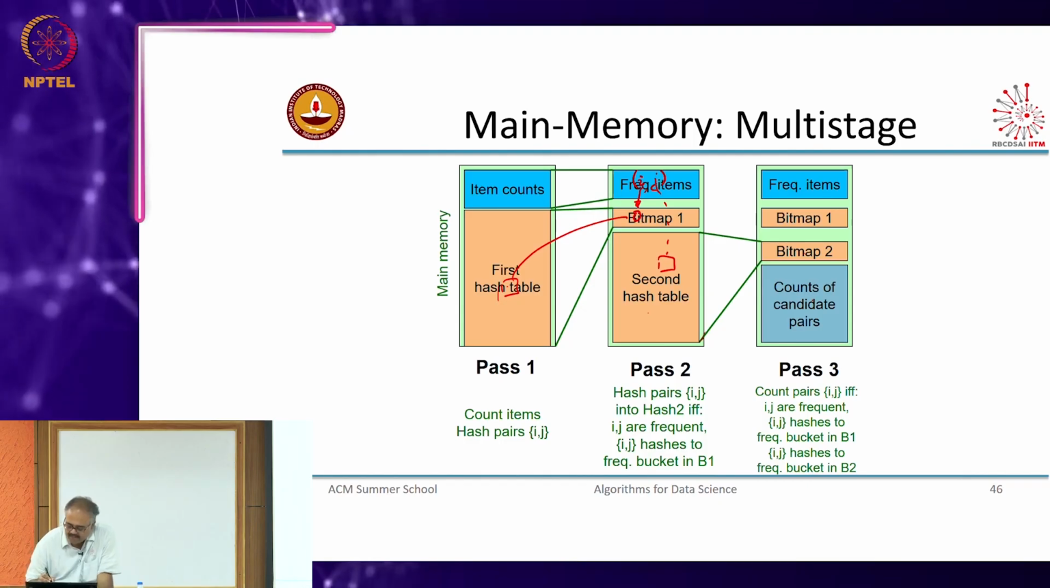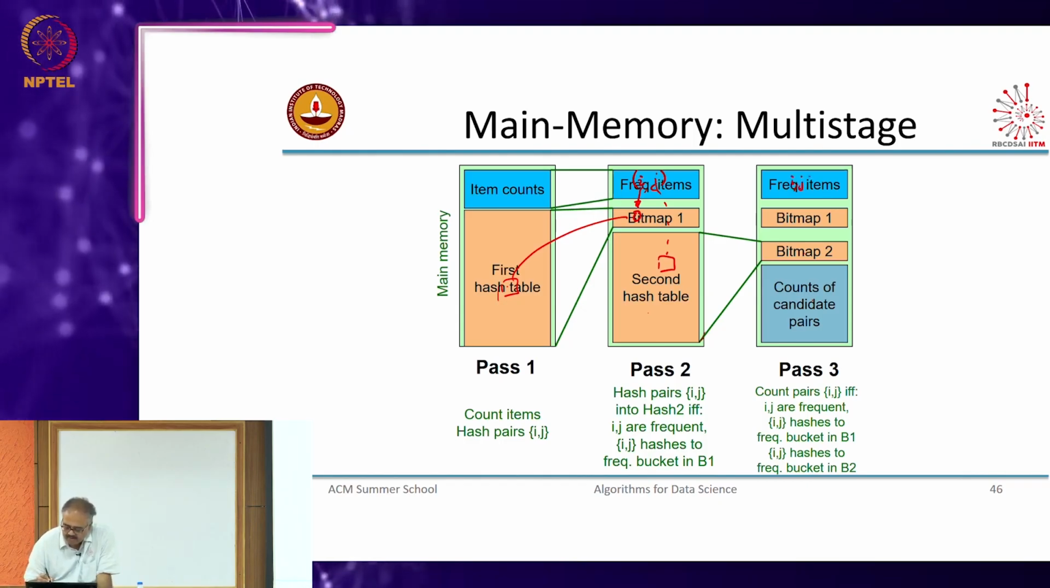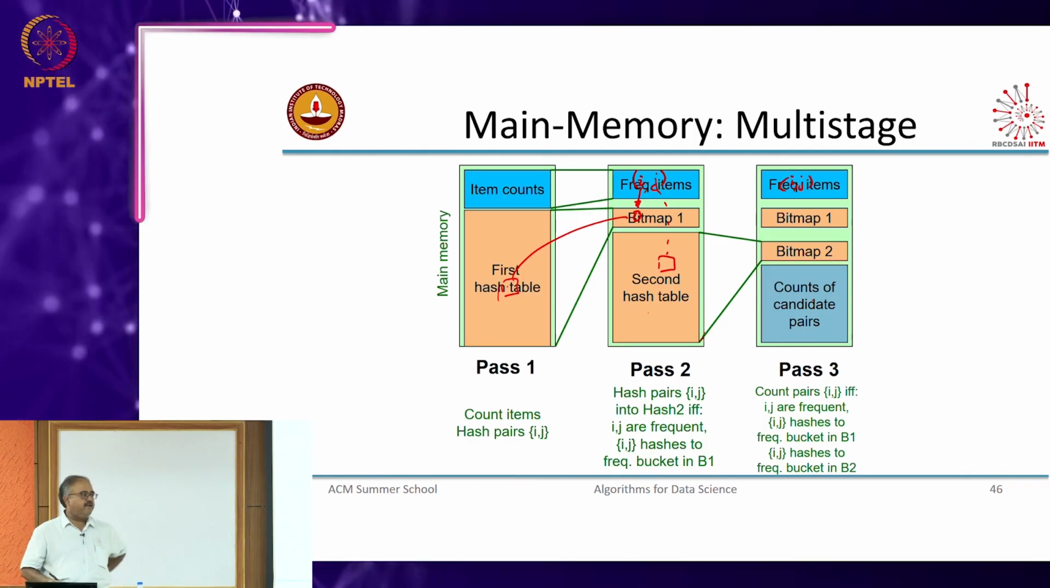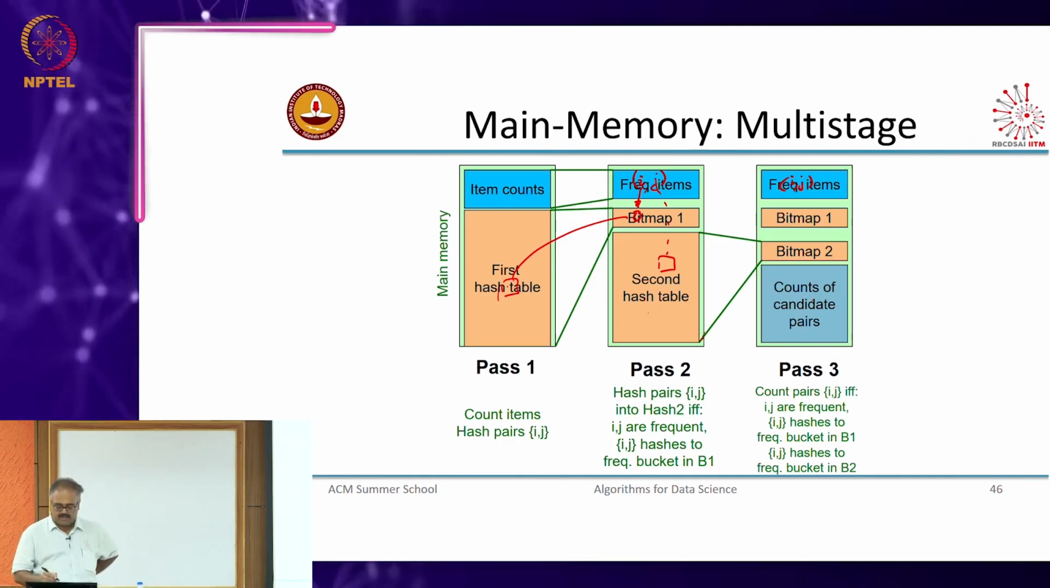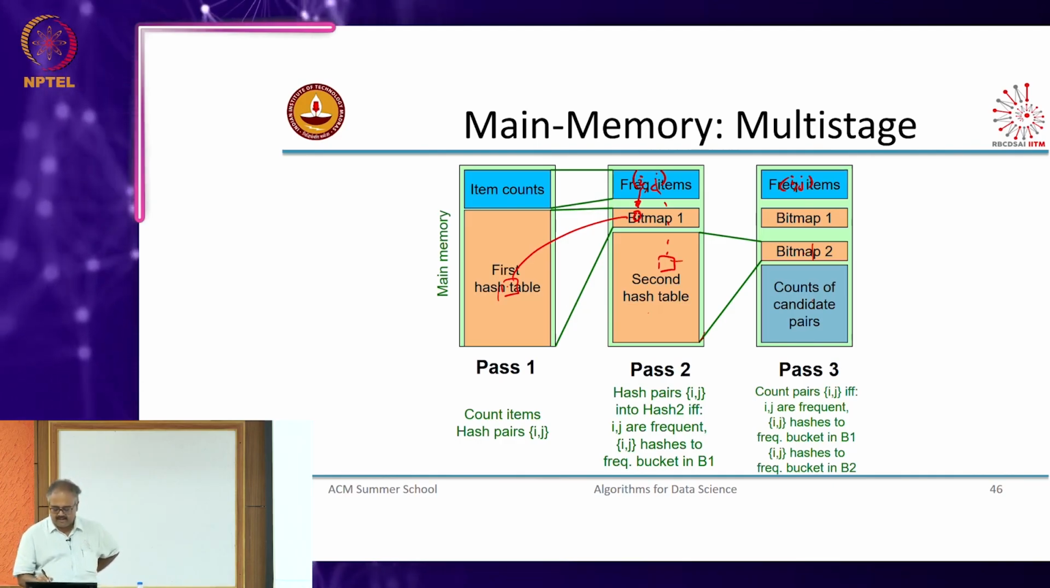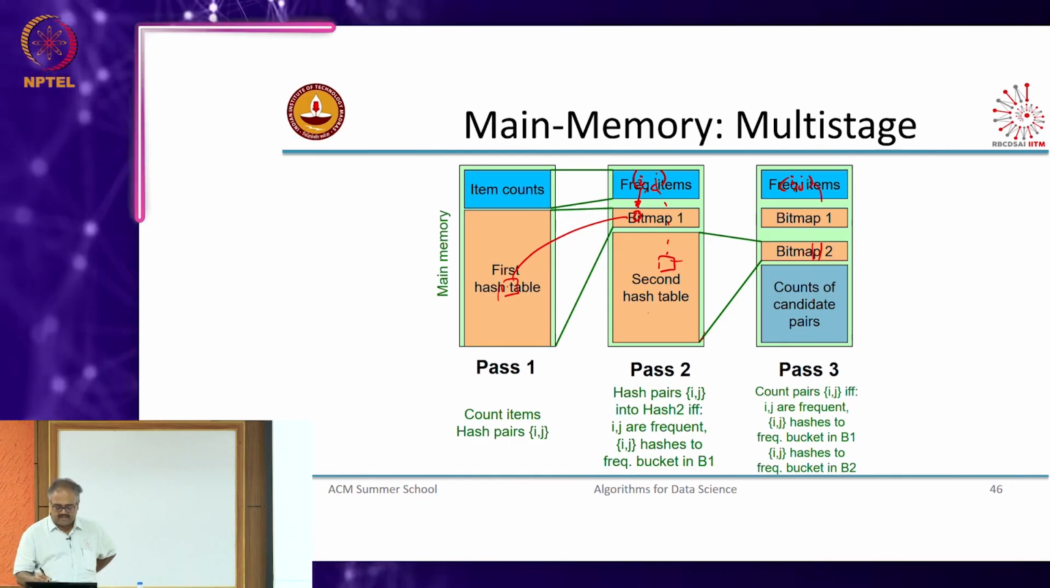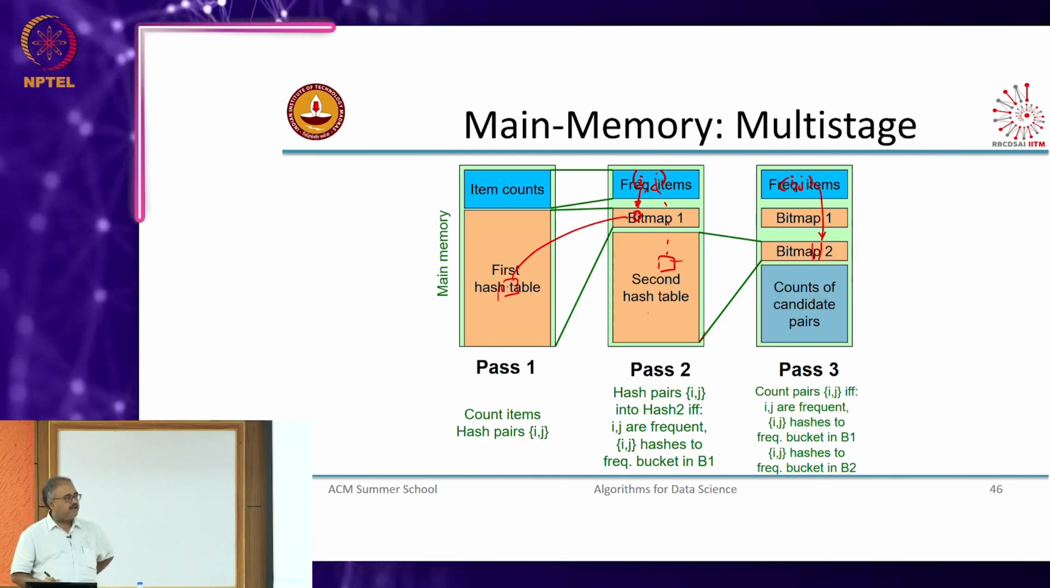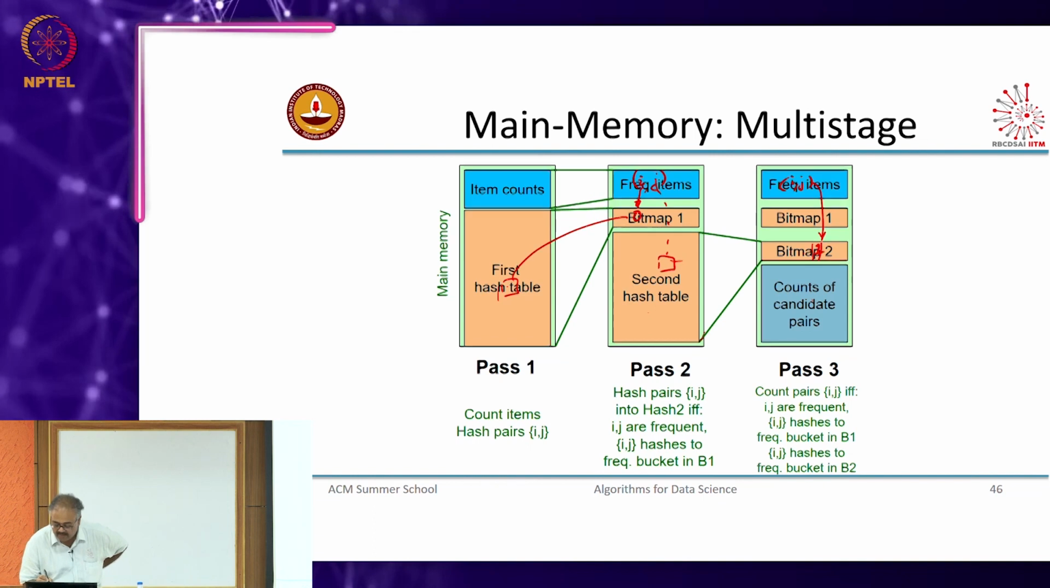Now I come back and get the pair ij in the third phase, in the third pass. Now this bucket is somewhere here. If I hash it, it will go to this bucket, and this bucket might have a 1 in it.